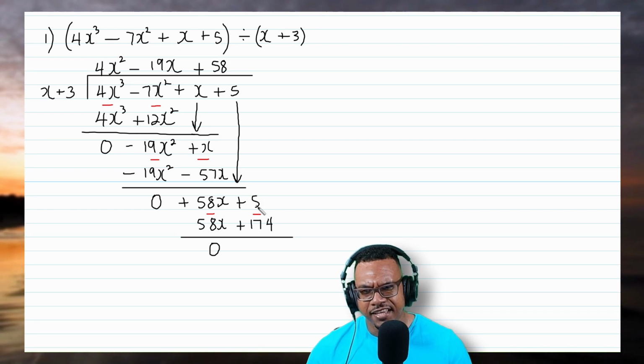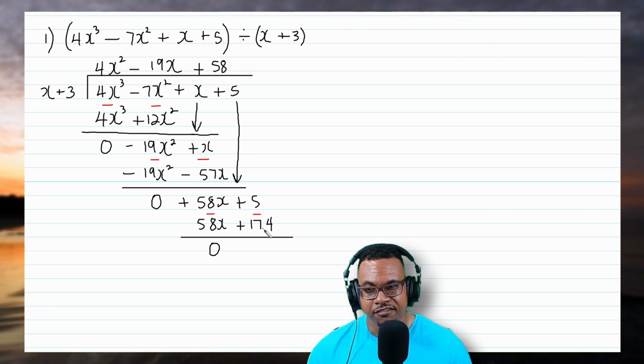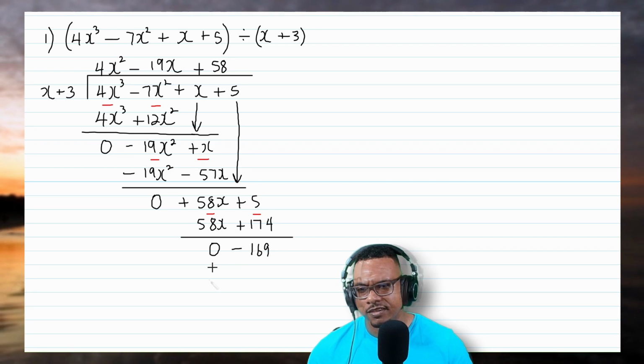And we're going to have 5 take away positive 174. So this positive sign and this negative sign, when you multiply them, you'll get a negative sign. So this will be 5 take away 174. Alright, so obviously 174 is the bigger magnitude. The sign in front of it is negative, so your answer is going to be negative. So you're going to take away 5 from 174, and you're going to get 169. And that 169 will be negative, so negative 169.